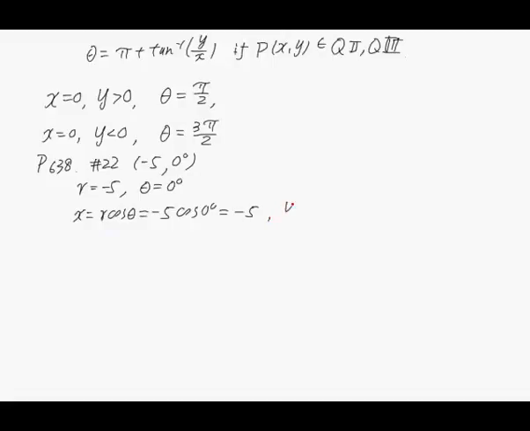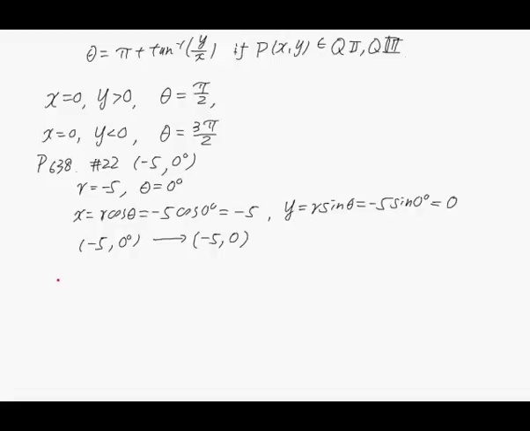And then y is equal to r times sine theta, and this is equal to -5 times sine of 0 degrees. We know sine of 0 degrees is equal to 0. So this is equal to 0. So now we just convert from these polar coordinates to these rectangular coordinates. Okay, so this is the first example. We do this conversion.